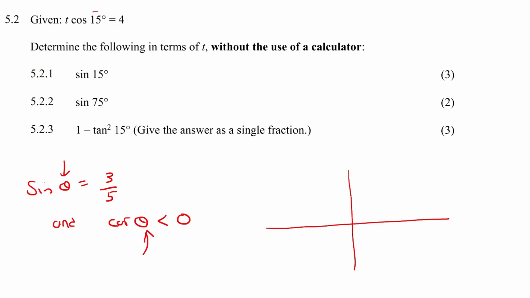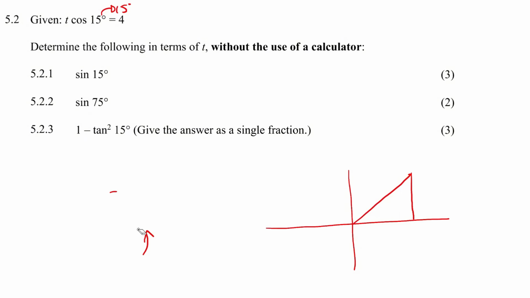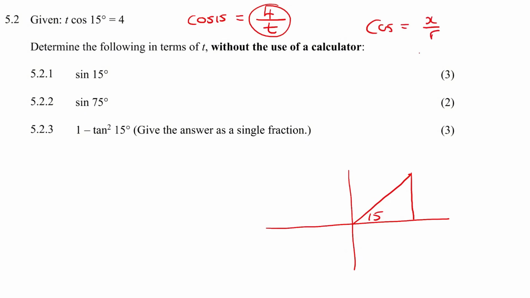But in this question, they've given us the angle 15 degrees. 15 degrees is in this quadrant, because remember it starts here at 0 and goes up to 90. So we are in quadrant 1. Draw a triangle. Then what you do is you take this information and you get the cos 15 alone. So you divide by t. So now they're telling you that the cos of the angle 15 is 4 over t. Now we know that cos is x over r, or adjacent over hypotenuse.